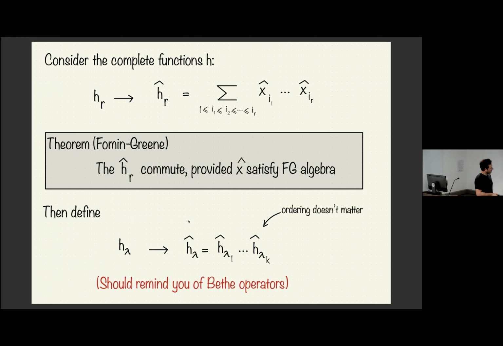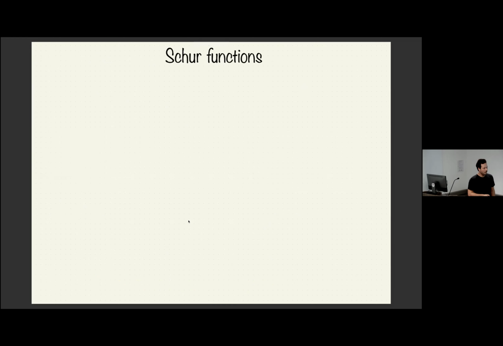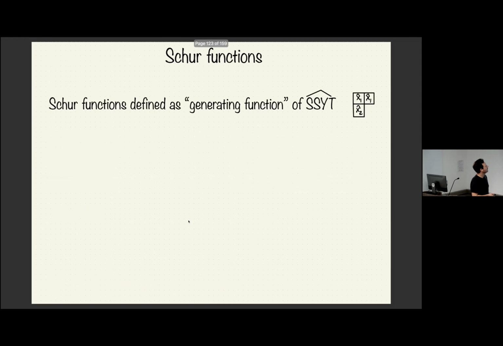Now, to a general partition you associate, and this is all standard work in the theory of symmetric functions in non-commuting variables, the h hat lambdas, defined in the same way that we defined the h lambdas before. Because these guys commute, the order doesn't matter, and we can define these. This should remind you of the Bethe operators that we started with at the beginning: because the Bethe currents commute, the order doesn't matter. So that's how you define the h functions.